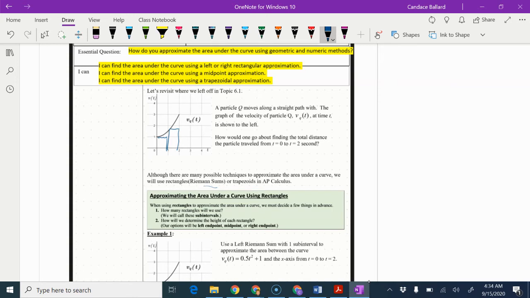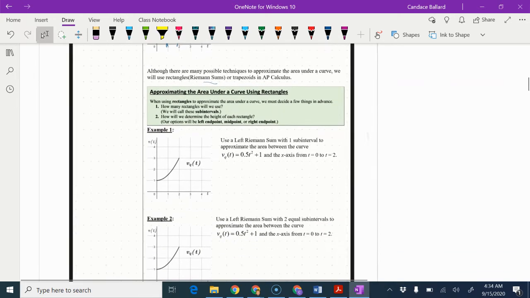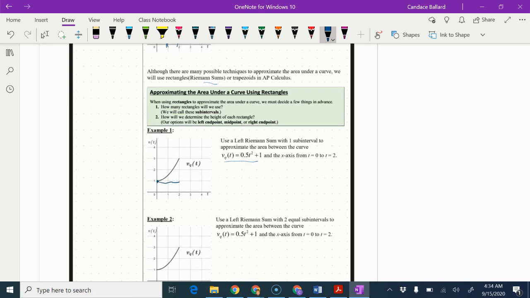When using rectangles to approximate the area under the curve, we must decide a few things in advance. How many rectangles we use, which we call subintervals, and how we will determine the height of each rectangle. So our options will be the left endpoint, the midpoint, or the right endpoint. This time we're going to use a left Riemann sum with one subinterval to approximate the area under the curve of that function from 0 to 2. If I'm going to use a left, I start my rectangle height at the left, and I draw my rectangle. So that's the area that I'm going to find.